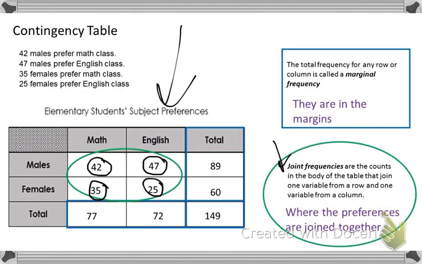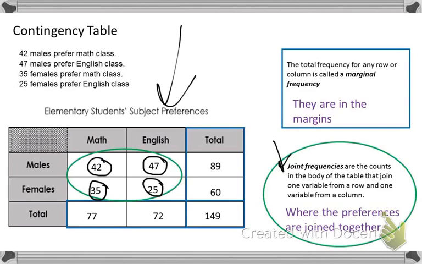So you need to go ahead and fill in that contingency table with the numbers, okay? They give you 4 numbers. You do have to find the totals on your own. Sometimes they'll give you the totals and you have to find other numbers. We'll talk about that in a minute. But your joint frequencies are those in the middle where your topics are going to join together.